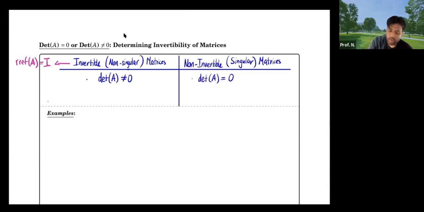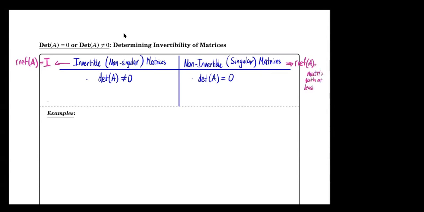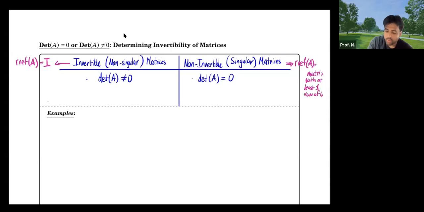What happens when you do that for non-invertible matrices? What's the row reduced echelon form of a non-invertible matrix? What happens every time for a non-invertible matrix, a singular matrix, when you find the row reduced echelon form of that matrix? You get at least one row of zeros, right? So you get a matrix with at least one row of zeros. So that is why the determinant of a non-invertible matrix is 0.